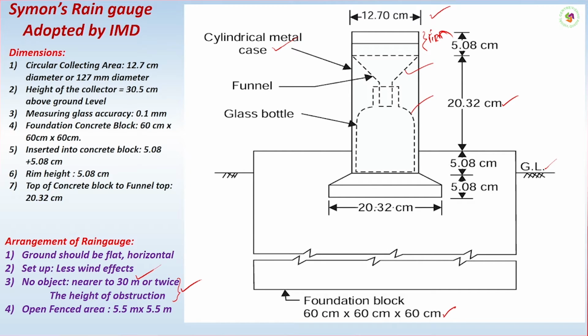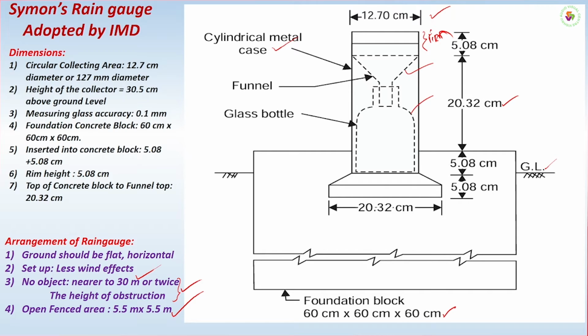And normally what we will do, wherever this rain gauge is installed, we keep a fencing of almost 5.5 meters by 5.5 meters. We keep a fencing there to protect this. So this is the construction of this rain gauge.